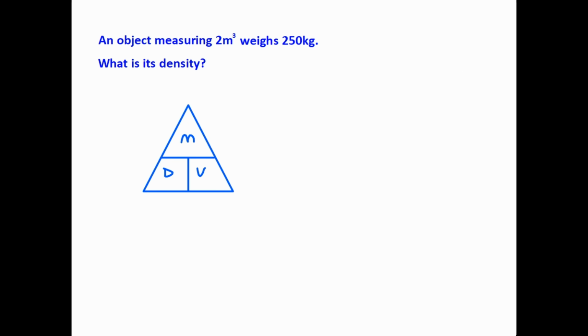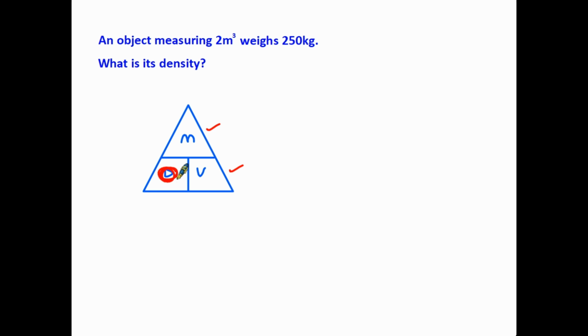And here's a question with the mass density volume triangle. It says an object measuring 2 meters cubed weighs 250 kilograms. Well, let's have a look at what we have. 2 meters cubed, that's how big it is, so we have the volume. It weighs 250 kilograms, so we have the mass, and we've been asked for the density.